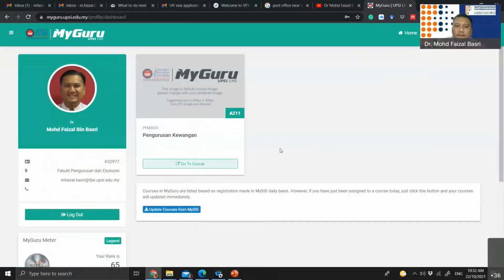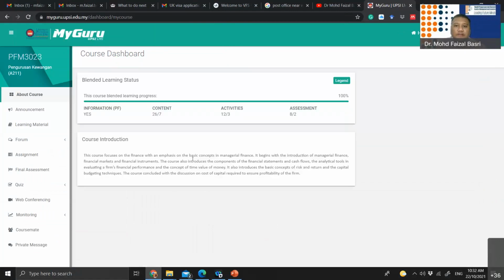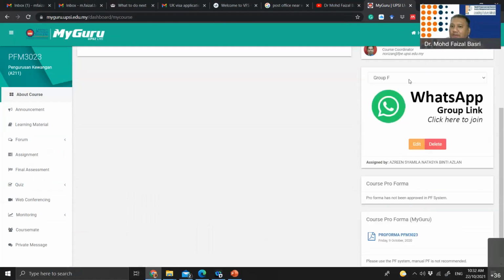Okay, so this is for financial management. Here, the proforma is already there, yes, meaning it exists. I haven't checked. So Cik Norizan is the course coordinator for this course. Maybe it's only me who can view it. But anyway, for group F, it's already there. It was just created. So go to My Guru and check.